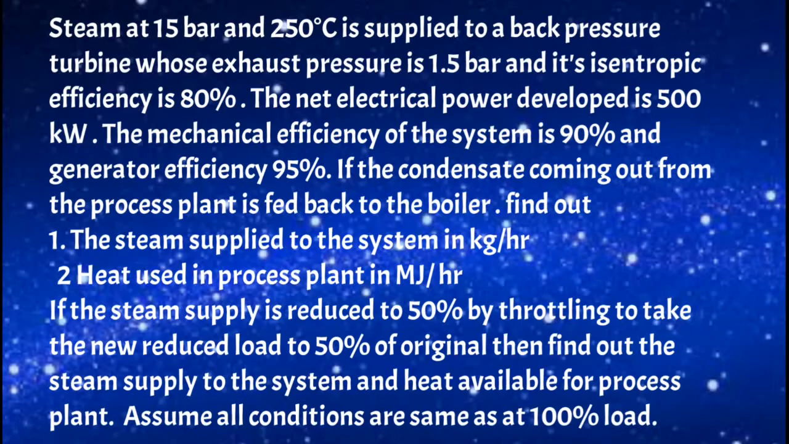If the condensate coming out from the process plant is fed back to the boiler, find out the steam supplied to the system in kilogram per hour and the heat used in the process plant in megajoule per hour. If the steam supply pressure is reduced by throttling to take a new reduced load of 50% of the original, then find out the steam supply to the system and heat available for the process plant. Assume all other conditions are same as at 100% load. So this was the given question.